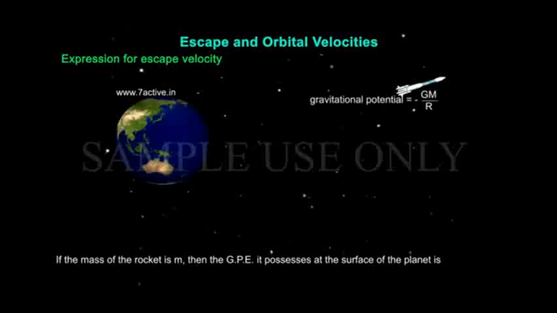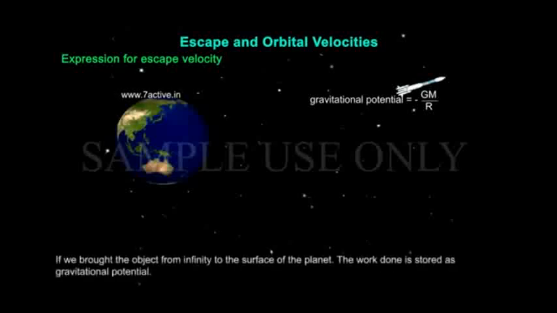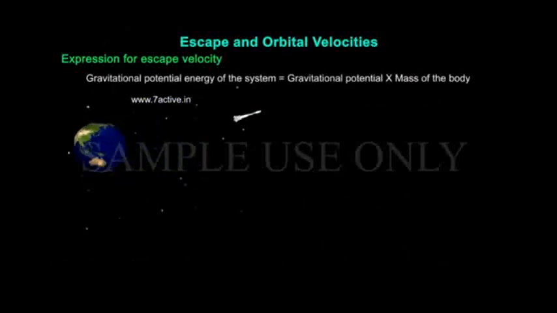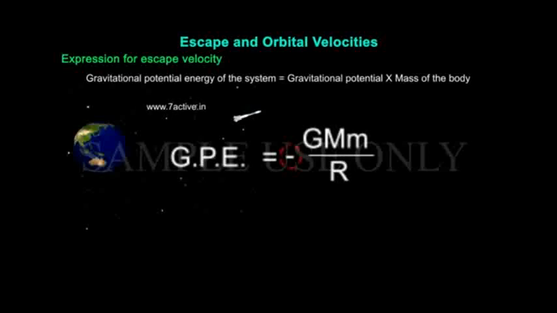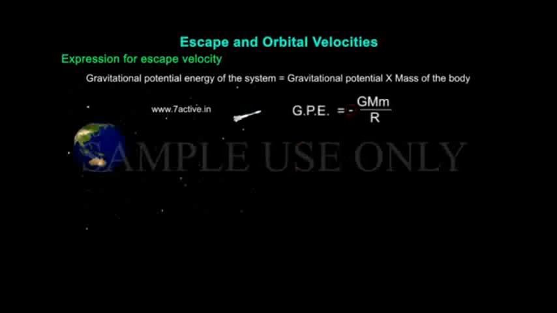we know, gravitational potential is equal to minus GM by r. If we bring the object from infinity to the surface of the planet, the work done is stored as gravitational potential. Gravitational potential energy of the system is equal to gravitational potential into mass of the body. GPE is equal to minus GMm by r. The negative sign indicates that the object is attracted by the planet.